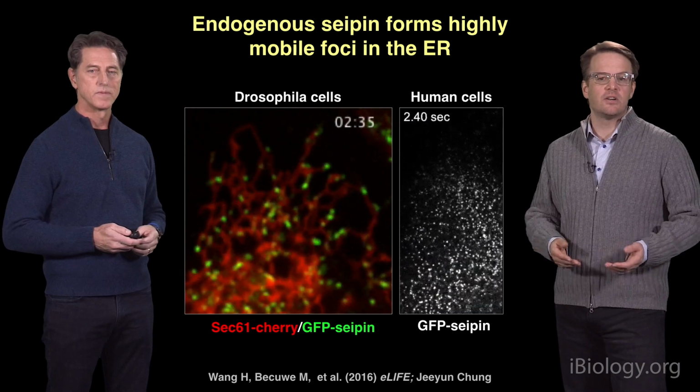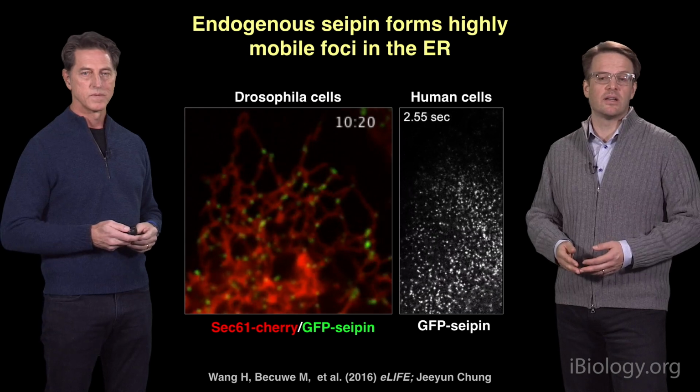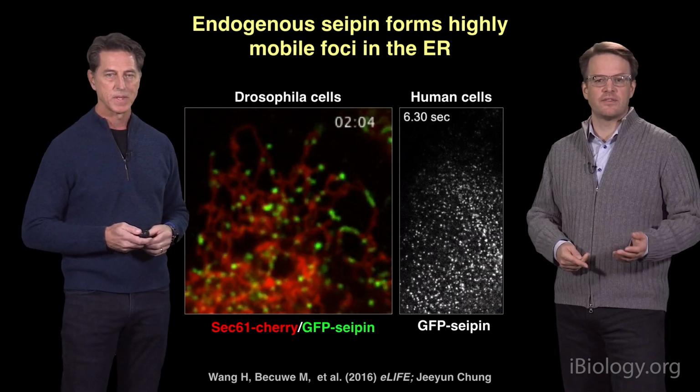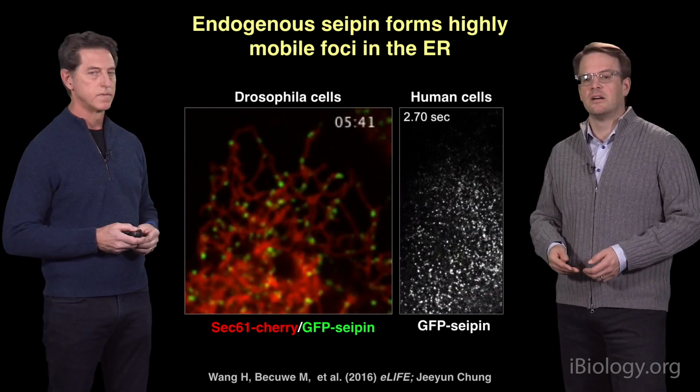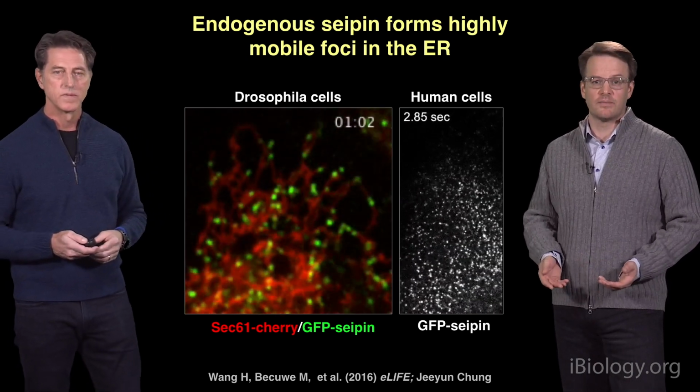And it turns out that this is a conserved feature for seipin because it's not only forming punctae in Drosophila cells, but as you can see on the right here, also in mammalian cells, and the same is true in many other systems where people have looked.